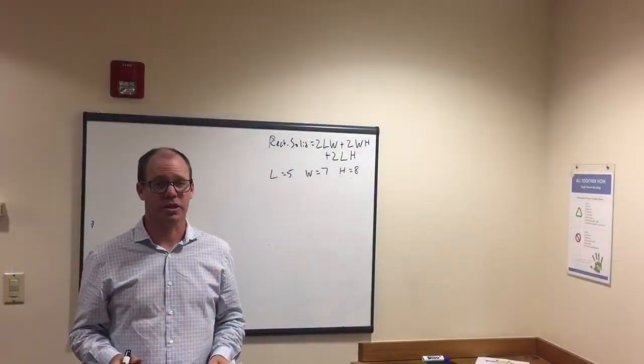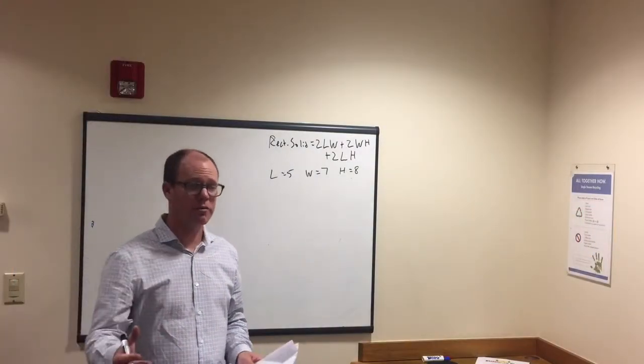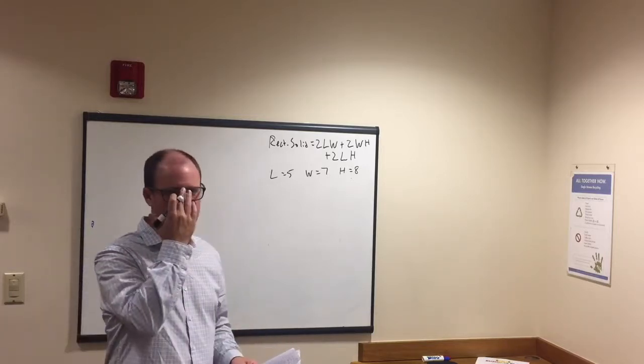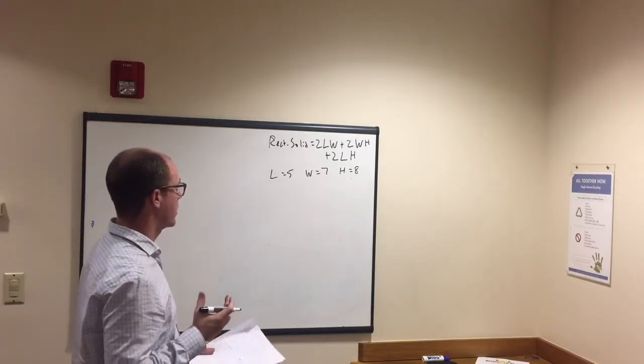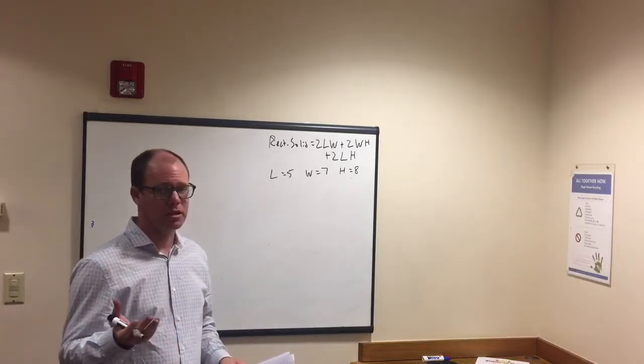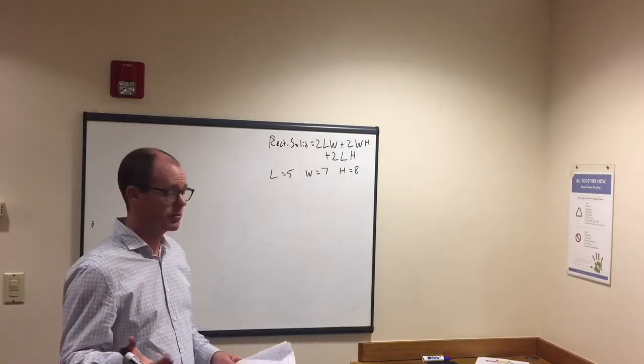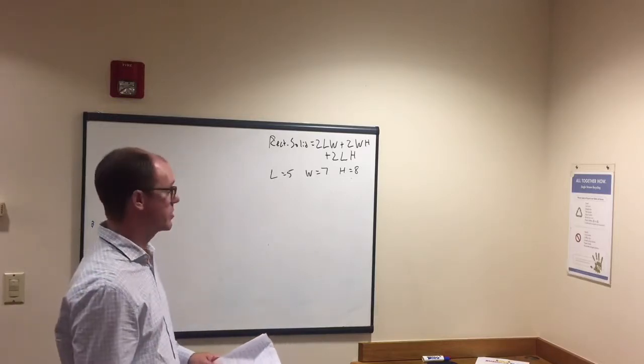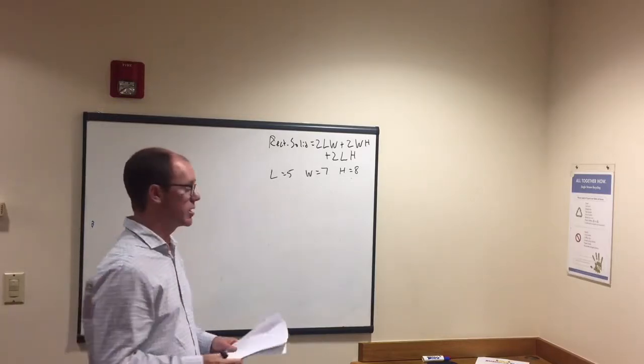All right, let's take a look at surface area. For surface area, we have three types of problems that we're going to look at. First one is with a rectangular box, which we'll call a rectangular solid. The second one will be a cylinder, and the third one will be a cube. Those are the most common types of surface area questions that you'll see.